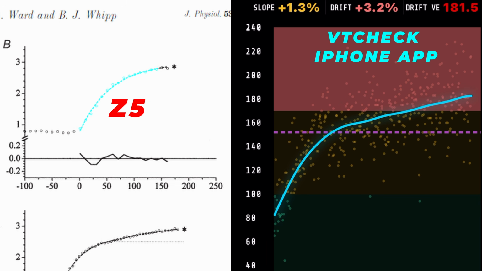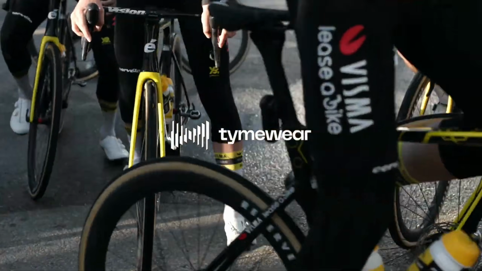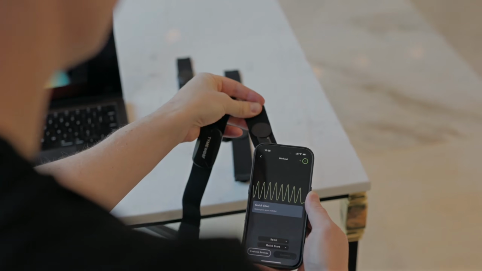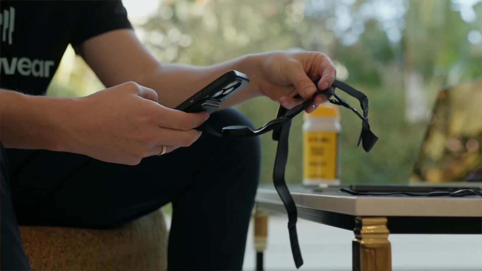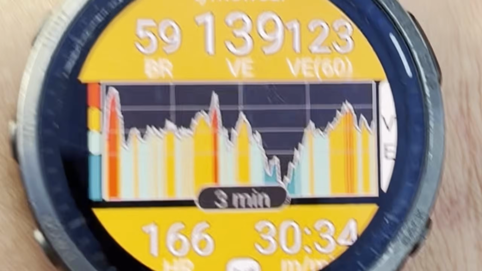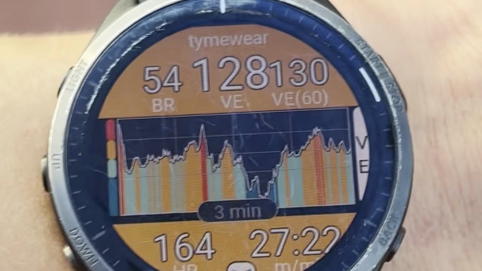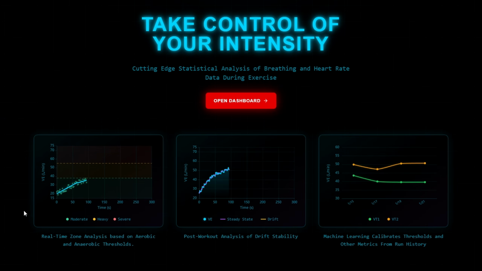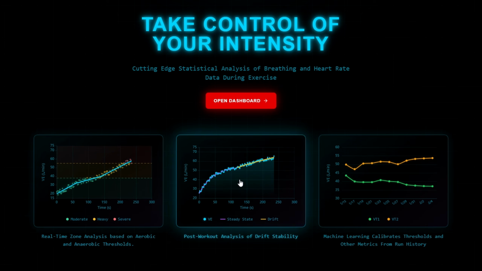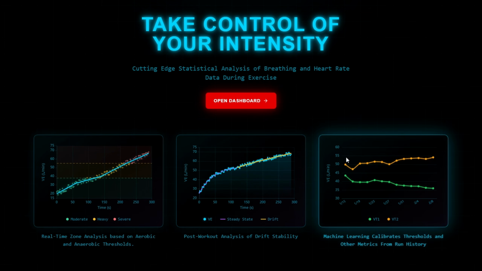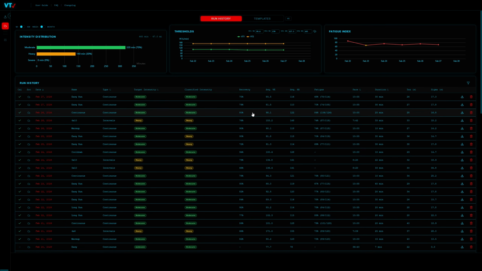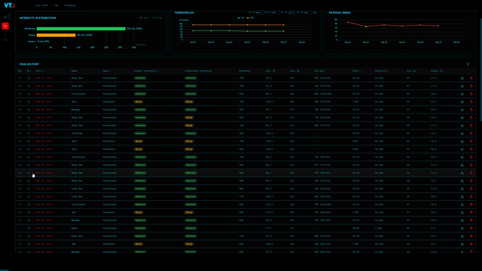Historically, this sort of analysis could only be performed in a lab, but then, in the fall of last year, a company called Timeware released the VitalPro strap, which accurately measures ventilation in real time. However, after purchasing the VitalPro myself, I soon discovered that breathing data has a lot of noise, making it very difficult for the naked eye to assess. And so I created VTCheck to utilize the statistical models from these studies to classify workout intensity from your ventilation if you own a VitalPro, or from your heart rate if you just own a heart rate monitor.